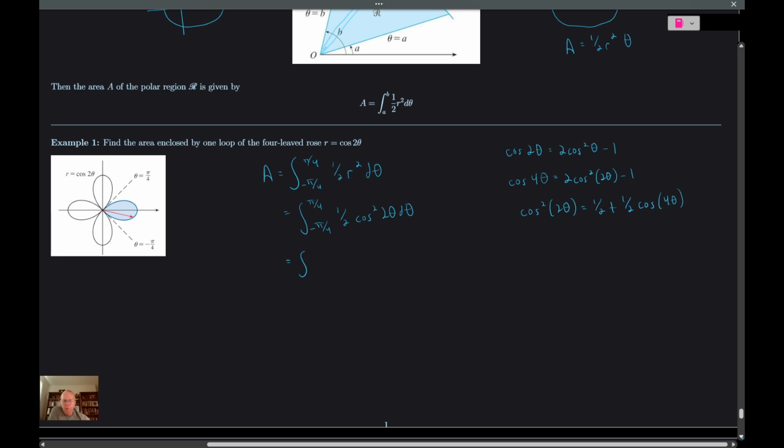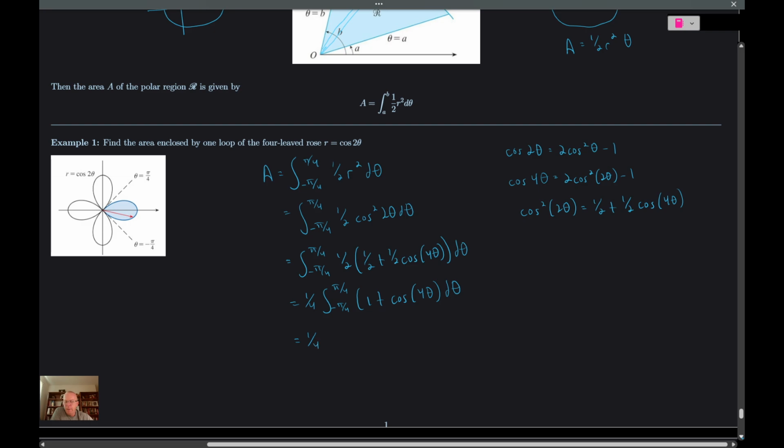So let's do a substitution, an identity. We have 1/2, and then cosine squared 2 theta is going to be this side: 1/2 times 1/2 plus 1/2 cosine 4 theta. Now if cosine doesn't have an exponent, it's very easy to integrate as long as the argument is linear also. So we'll factor out a 1/4. We can distribute the 1/2, but that would make it 1/4 plus 1/4 cosine. Let's pull out the 1/4. Then we have the integral from negative pi over 4 to pi over 4 of 1 plus cosine 4 theta.